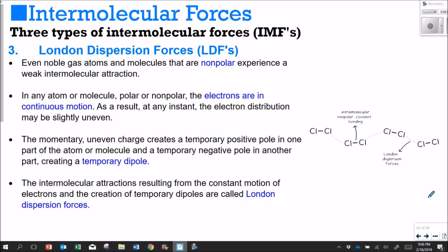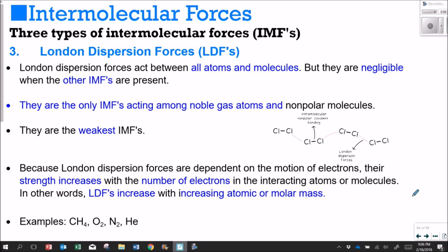The intermolecular attractions resulting from the constant motion of electrons and the creation of those temporary dipoles are called London dispersion forces. So in the picture, we can see a nonpolar chlorine molecule and another nonpolar chlorine molecule, and there are London dispersion forces that attract the molecules together. A few more things about London dispersion forces.